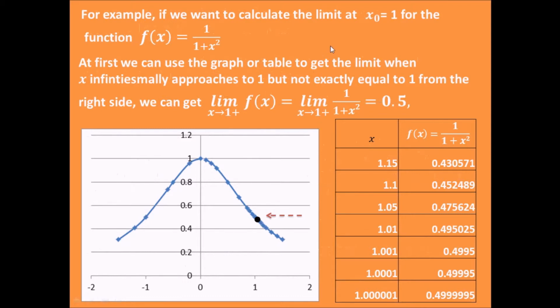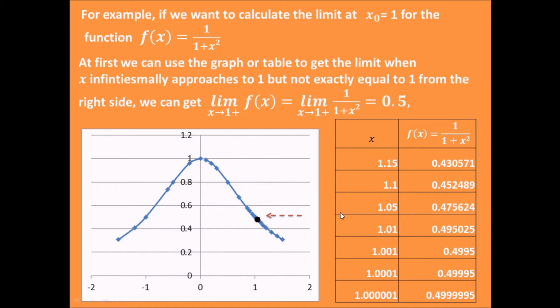If we want to calculate the limit at x0 equals 1 for the function f(x) equals 1 divided by (1 plus x squared), we can use the graph method or table method to get the function limit. Here at first we calculate the right side limit, which means x approaches 1 from the right side. From the graph, as you can see, when x approaches 1, we get the function limit 0.5.